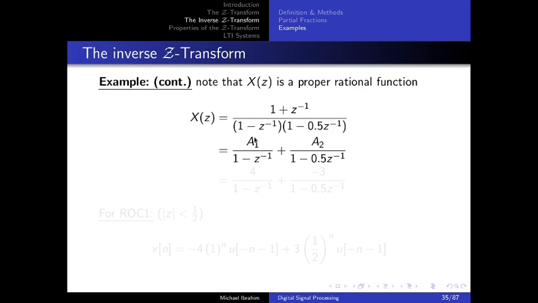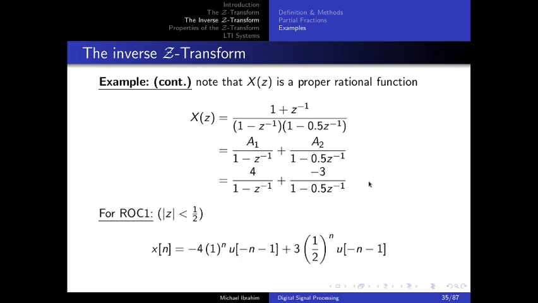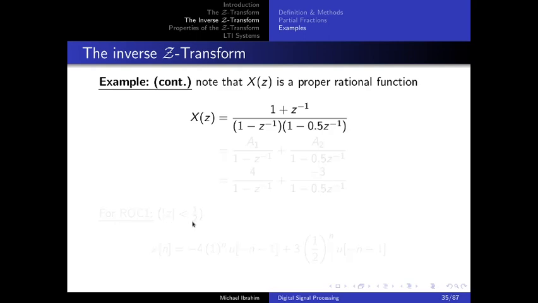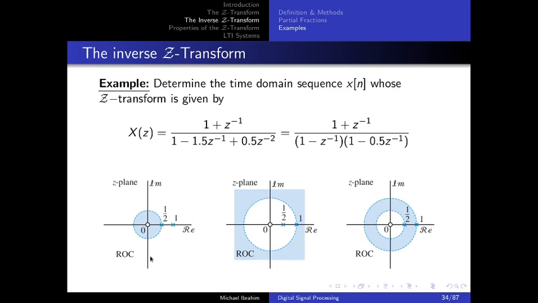It's simply a1 times (1 minus half z to the minus 1) plus a2 times (1 minus z to the minus 1) equals 1 plus z to the minus 1. Then you substitute z for 1 and half, and you get the values right away. So we will get a1 equals 4 and a2 equals minus 3. Now we're ready to do the inverse transform. For the first region of convergence, ROC1, for which modulus z is less than half, this region of convergence is this one, which is the interior of a circle whose radius is half.